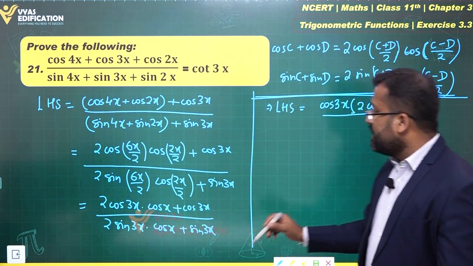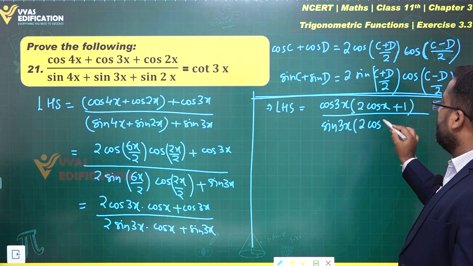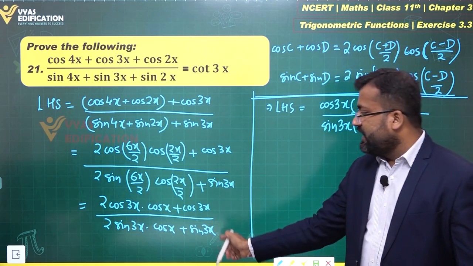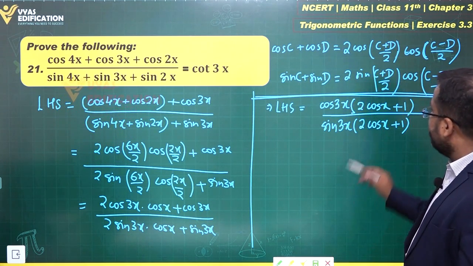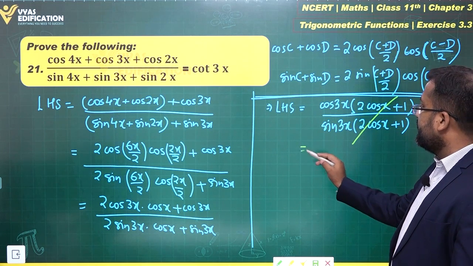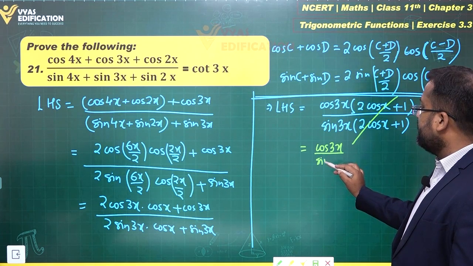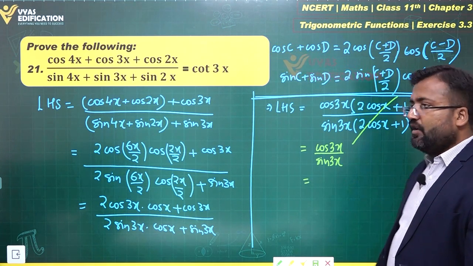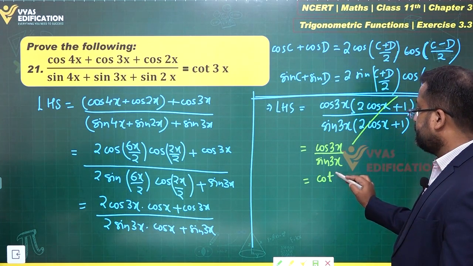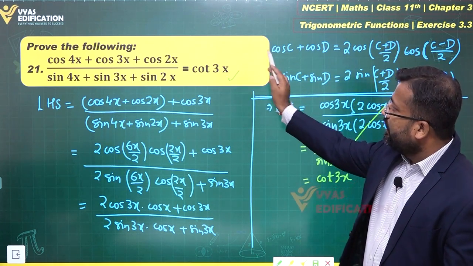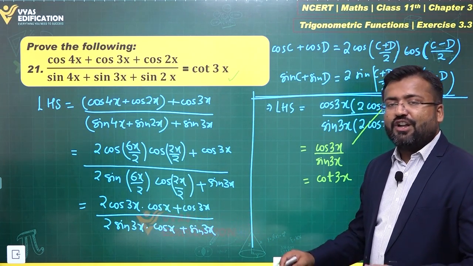Similarly, sine 3x can come out common over here. And this 2 cos x plus 1 remains over here. Okay, now I see an interesting thing. I can cancel these 2 cos x plus 1 and I get cos x cos 3x over sine 3x. Cos 3x over sine 3x is equal to cot 3x, and that is what was required. That is all for this question.